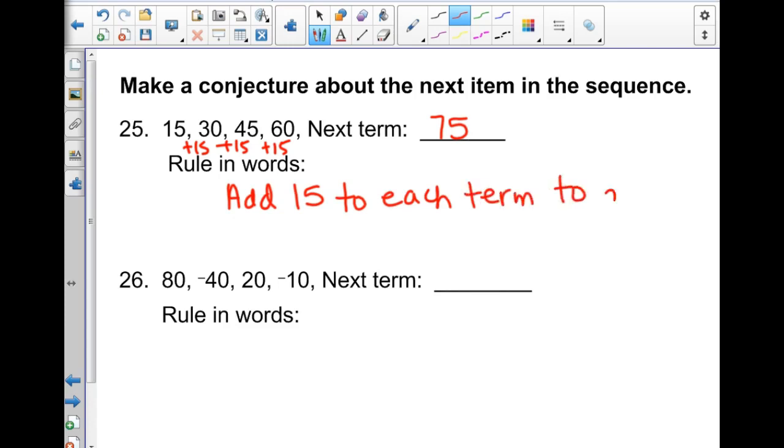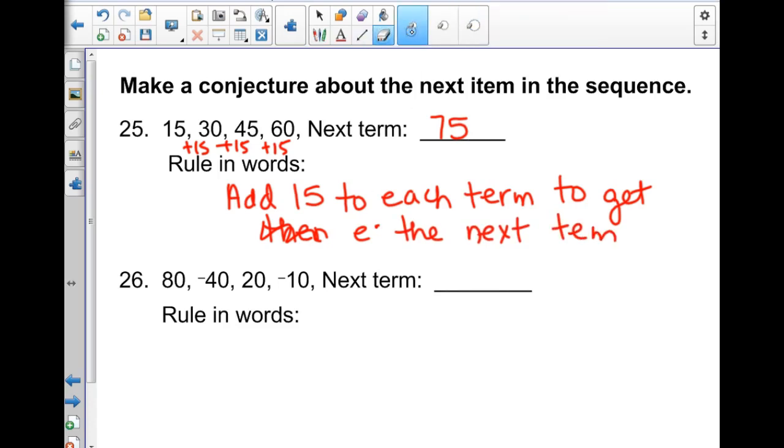Now, actually, if you wanted to be real nitpicky to describe the rule, it would say start with 15 and add 15 to get each next term. Add 15 to each term to get the next term. If you write add 15, I'm probably going to be fine. But I just want you to have it nice and clear for your studying purposes.